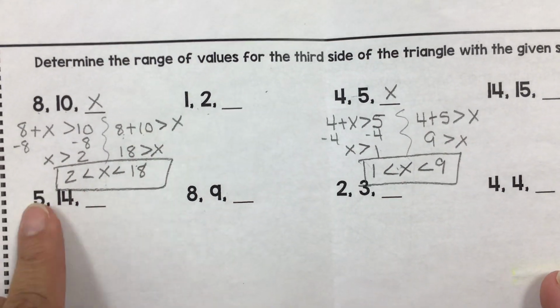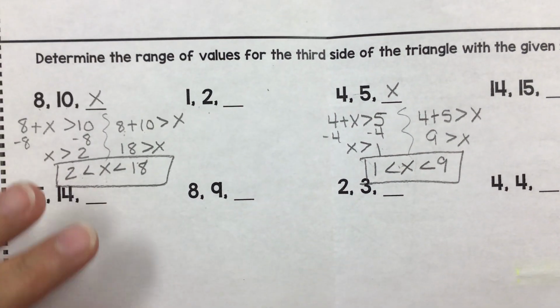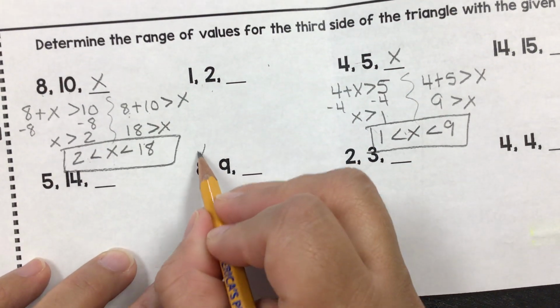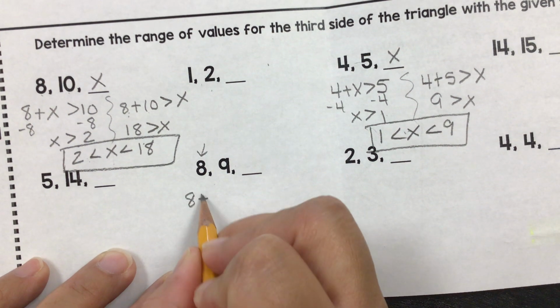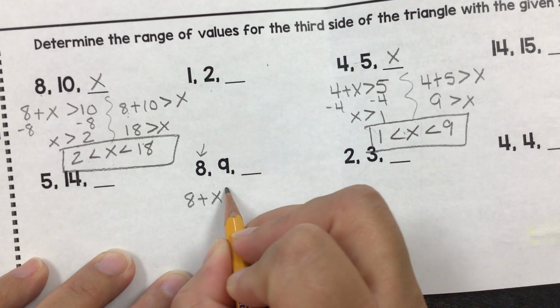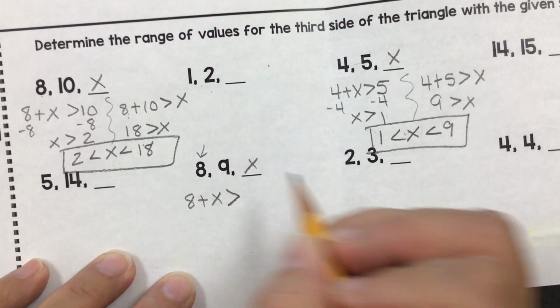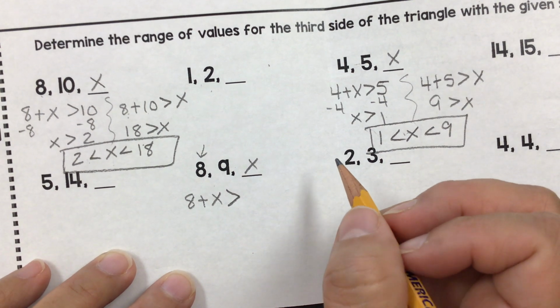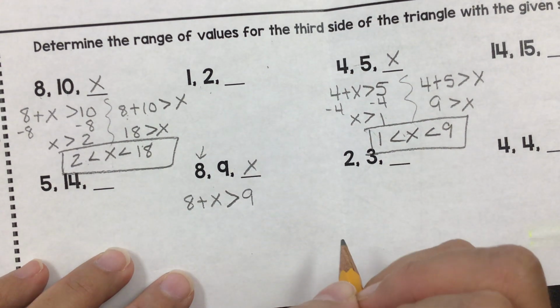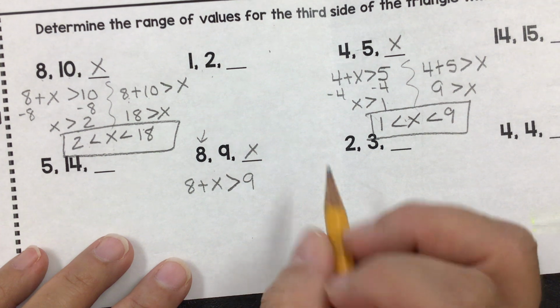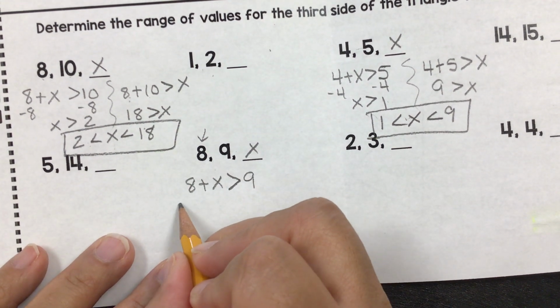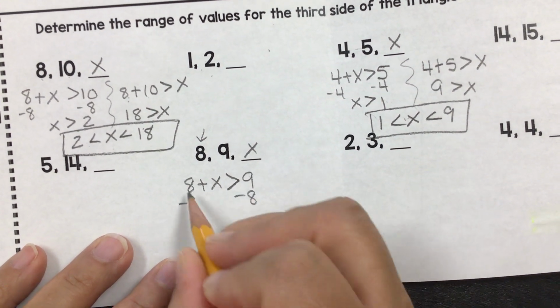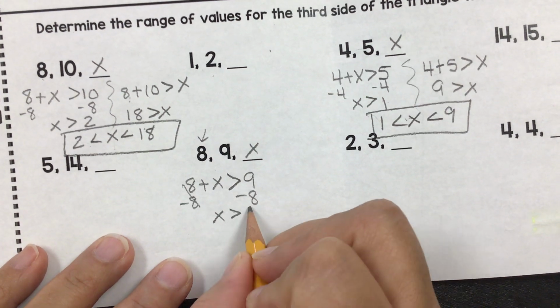I'm going to skip this one and go to this one. The smallest number with the x. So 8 plus x is greater than the third. Sorry, that x is the third side that we don't know the length of. 9 is greater than 9. So then when we solve for x, x is greater than 1.